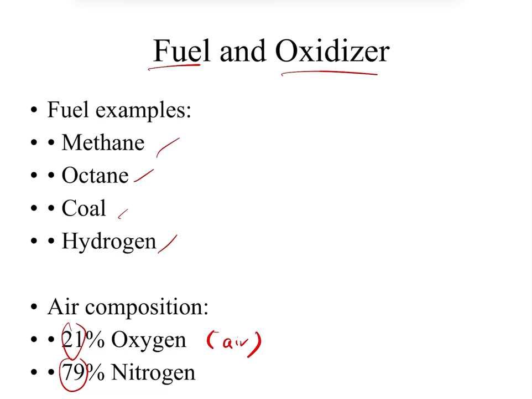For the fuel examples, methane is, as you all know, CH4. Octane is C8H18. And coal is used worldwide, such as in the traditional trade, where we used coal for the combustion to make it move to another direction. So the work there is efficient, but we no longer use the coal for the trade.